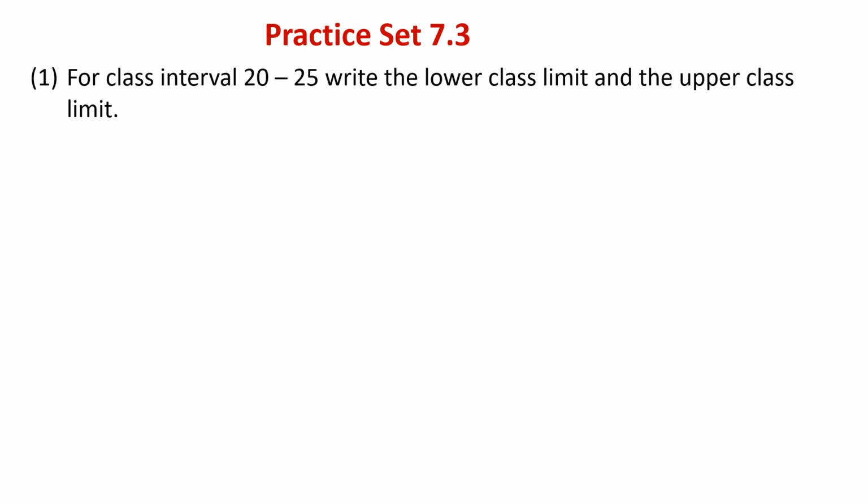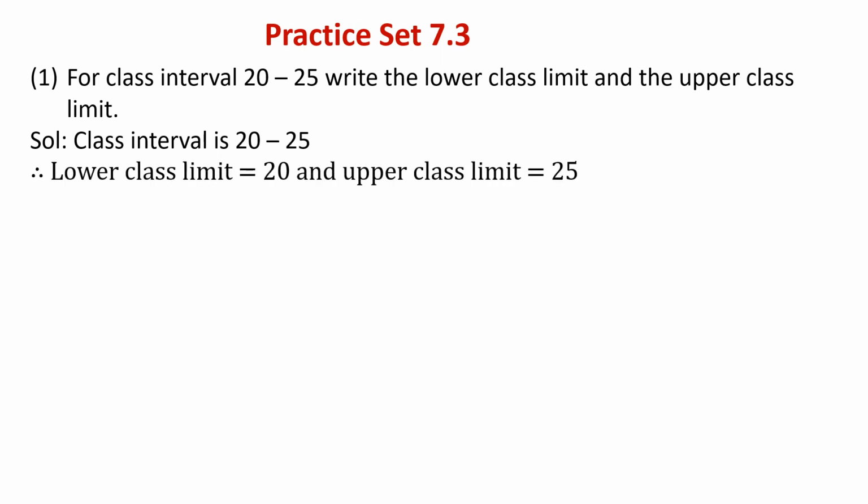Now we'll start with our practice set 7.3. What is the first question? For class interval 20 to 25, this is the class interval or class. Write the lower class limit and upper class limit. So student, the first one, the front one is known as lower class limit and the end one is known as upper class limit. So solution, class interval is 20 to 25. So therefore lower class limit is equal to 20 and upper class limit equal to 25.